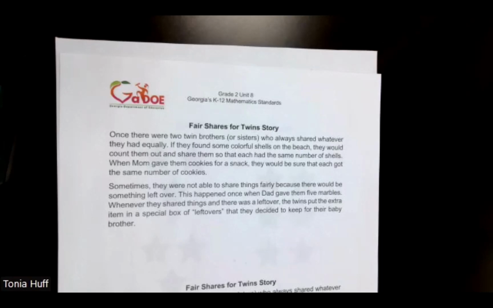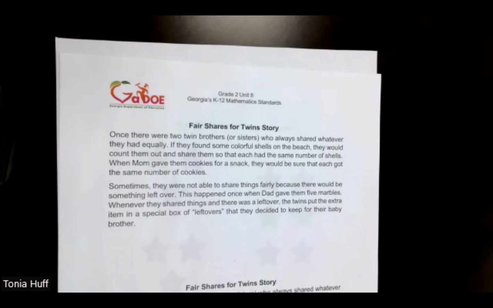At this point of the lesson, you can ask students to turn and talk. Ask them to talk about why the twins were unable to share 5 marbles equally. Depending on your class's proficiency, they may require some cubes or some counters in order to figure this part out. So like an act-it-out strategy, okay?